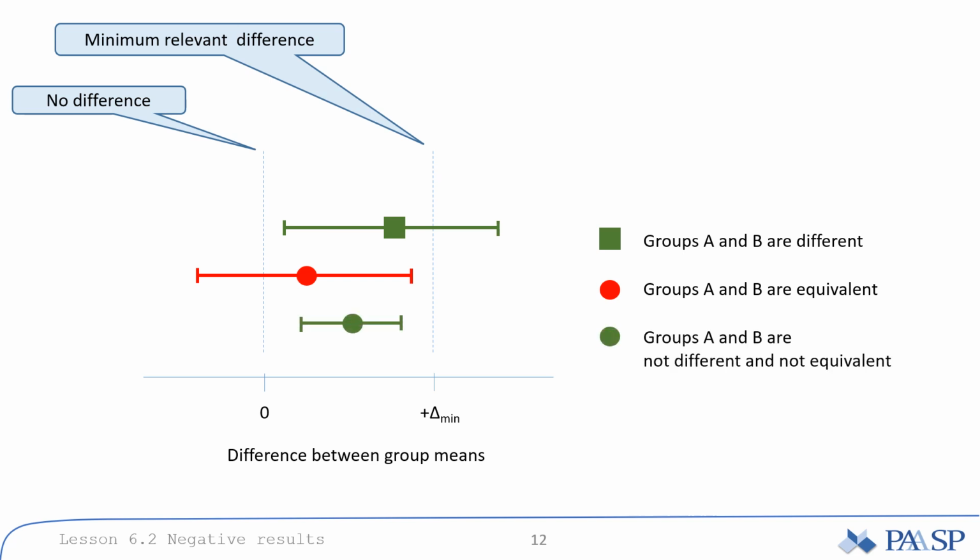Another possible outcome is when the groups are not different and not equivalent because the confidence intervals do not cross either the zero or the minimum difference lines. Finally, we may face the following outcome: that the confidence intervals cross both zero and minimum difference lines. This is, in many cases, what we mistake for negative results. However, in this scenario, we are dealing with inconclusive evidence.